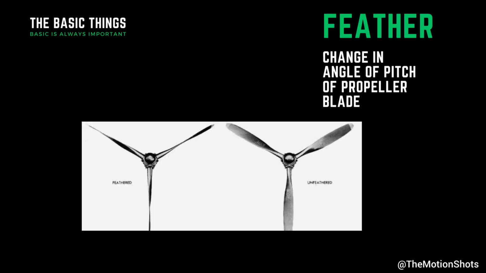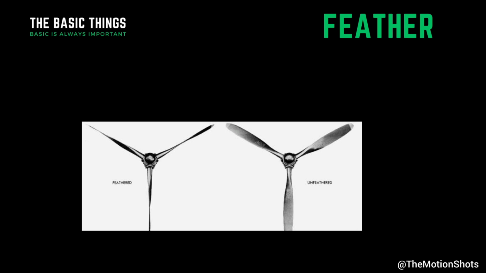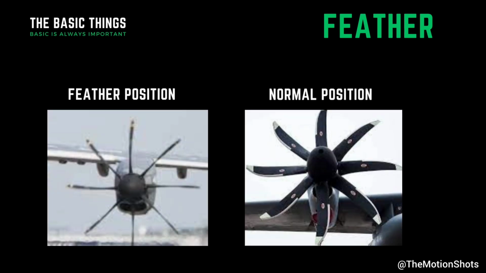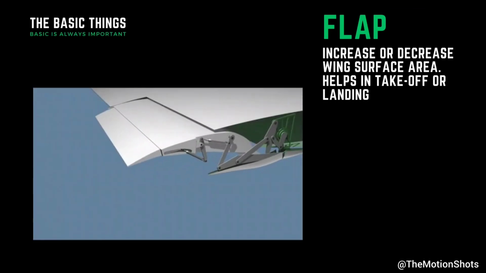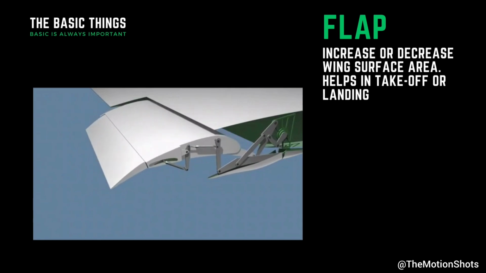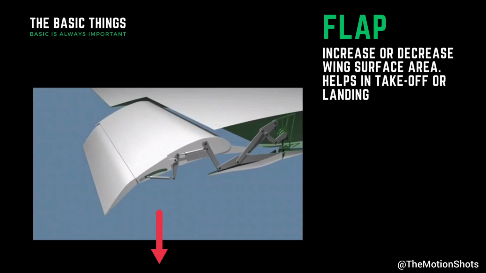As mentioned, feathering is increasing the angle of pitch by turning the rotating engine blade parallel to the airflow. This is usually done in a situation where an engine shuts down, to minimize the drag on the aircraft. The animation here shows how feathering affects the blade angle. Similarly, the animation here shows how a flap moves to change the surface area of the wing.